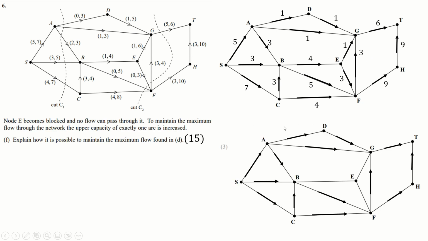Okay, so that's that, and then what it wants us to do is say, now D is blocked, so we can't use any of this anymore. So I've redrawn it, and I'm just going to avoid using this section. To maintain the maximum flow, the upper capacity of one arc is increased. Now, as soon as I looked at this, it seemed to me that BF is a massive choke point, because you've got 3 things going in and only 1 way out. Now, GT also does that, so I thought about if BF didn't work, going to GT next. But it turned out BF was a way of doing it.